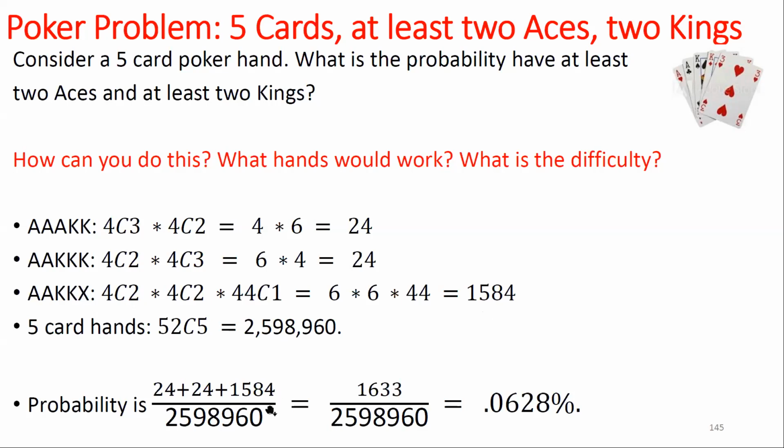So if we look at the probability, we add up the three different cases, we divide by the total number, and we get about 0.0628%. So it's a low probability.